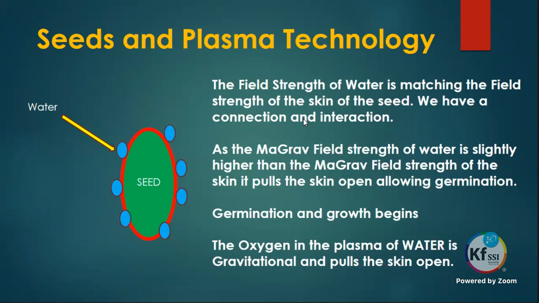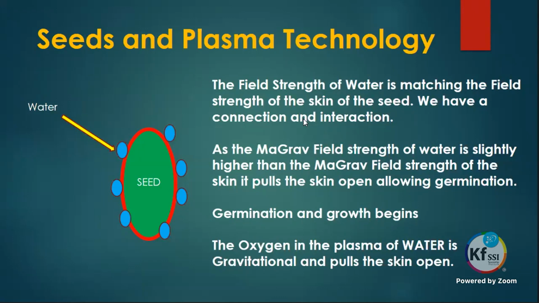And as the magnetic gravitational field strength of the water is slightly higher than the field strength of the skin around the seed, it's able to pull the skin open, allowing for the germination. So it allows for that water to actually penetrate through. We then get the germination and the growth begins.